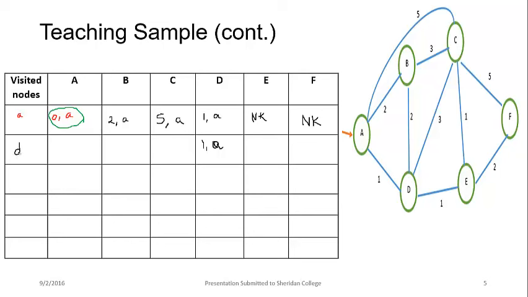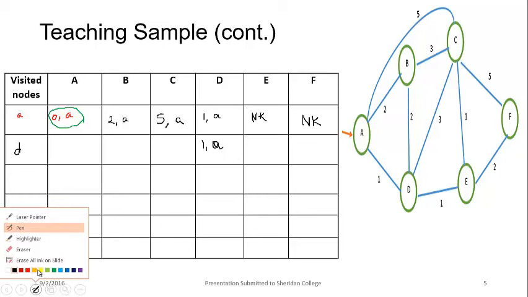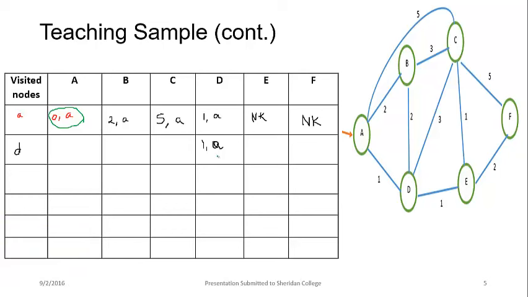That is D. From D, now visiting node, 1A is the minimum. I can mark it so that I don't get confused later on in the next step. So this is again in green. It shows that this is the minimum in this row. So from D to A, that's the minimum, I don't touch it.